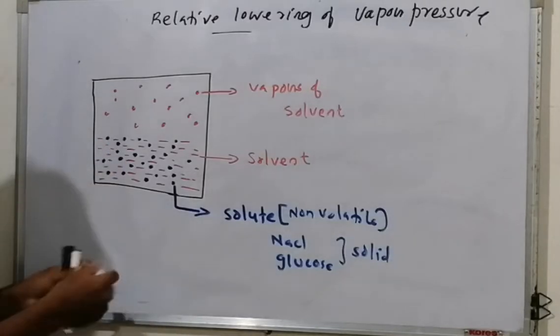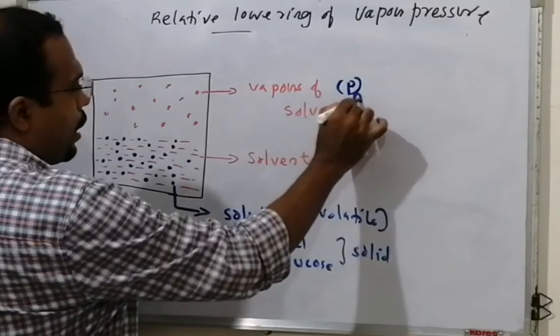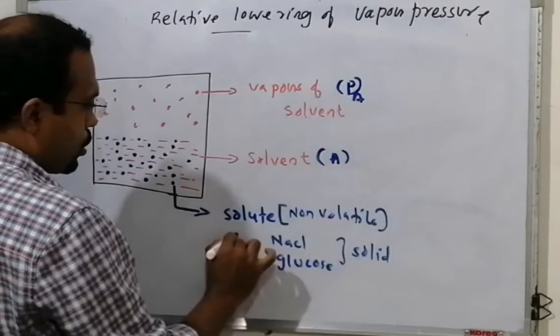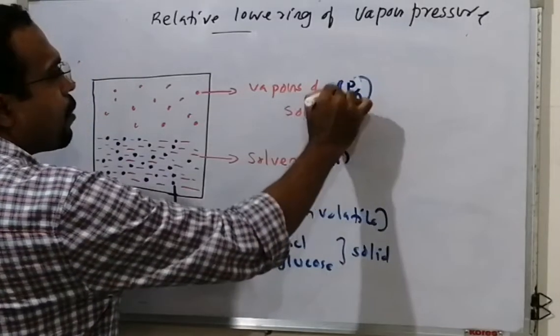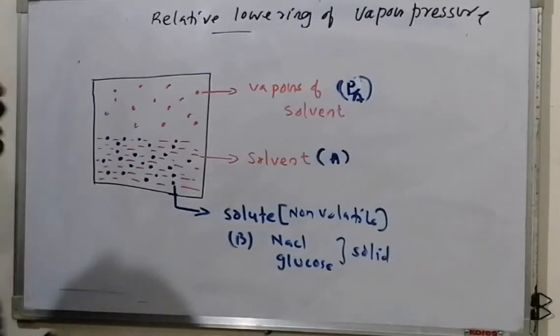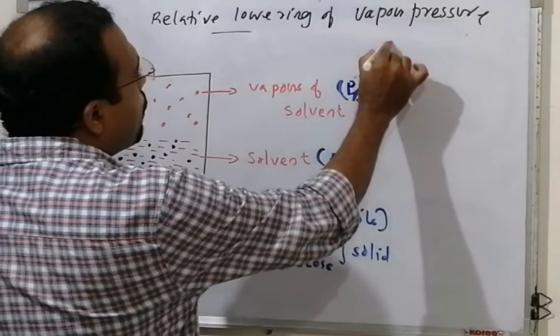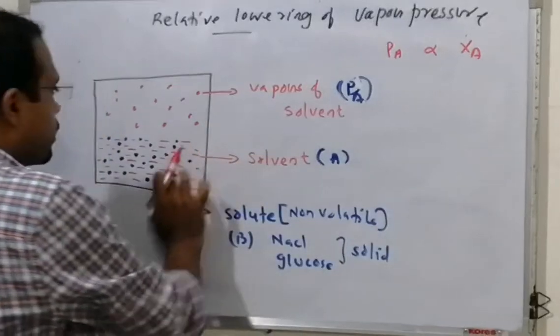Suppose you say this is P. A, solvent is A. Solute is B. PA is the vapor pressure of solvent. Okay. Now, we know that the vapor pressure of A is directly proportional to the mole fraction of A in the solution.